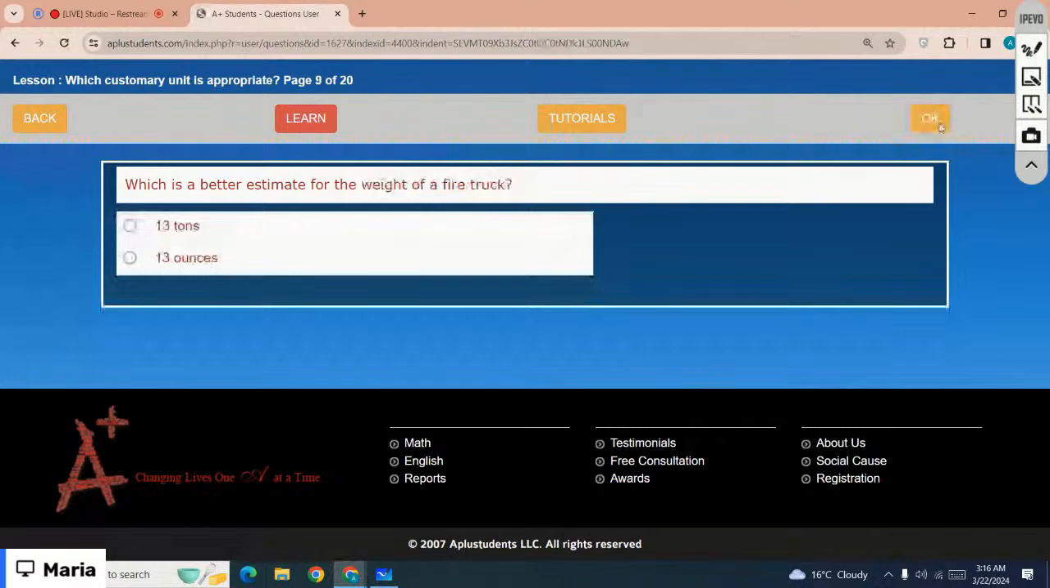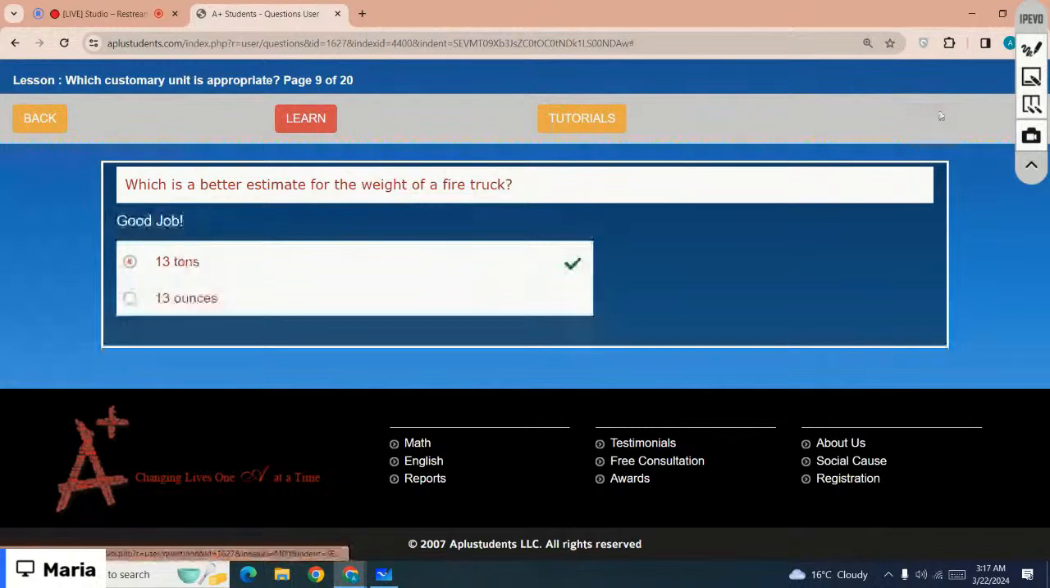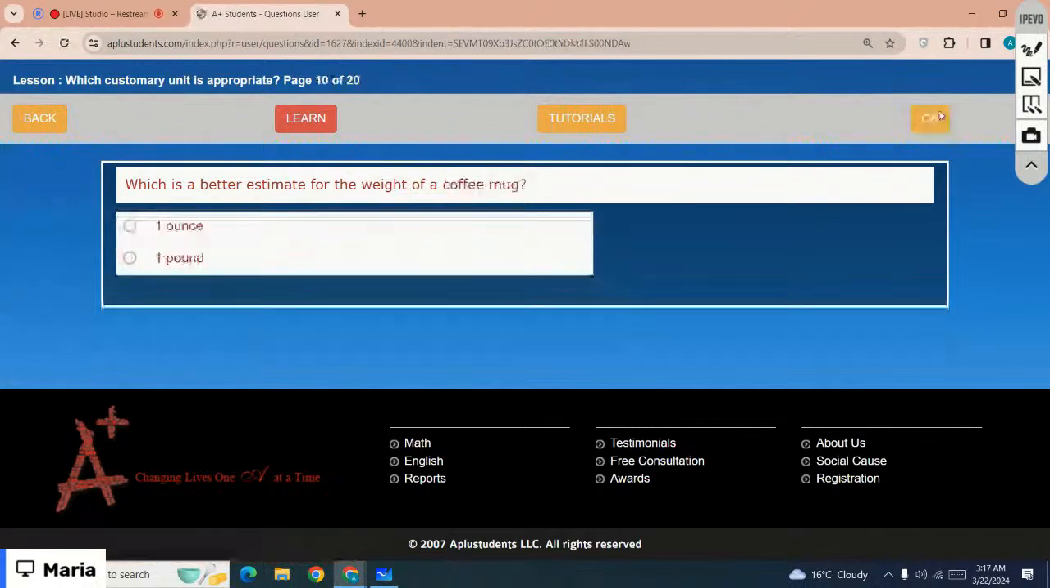Which is a better estimate for the weight of a fire truck? 13 tons, 13 ounces. Here you have a truck, right? So it is 13 tons, right? Because tons is too much. So for a truck it can be tons, right?